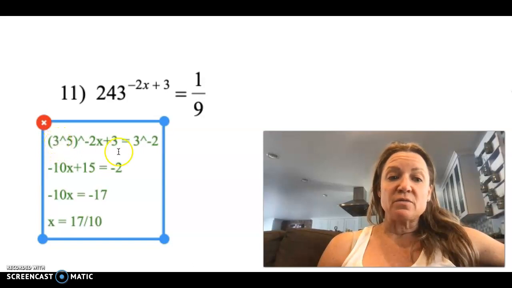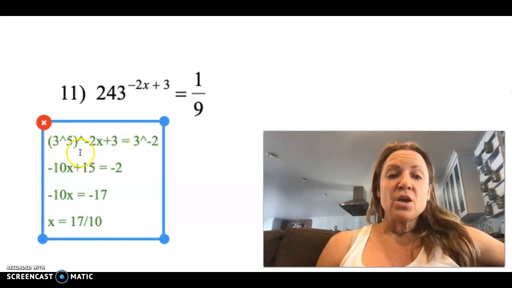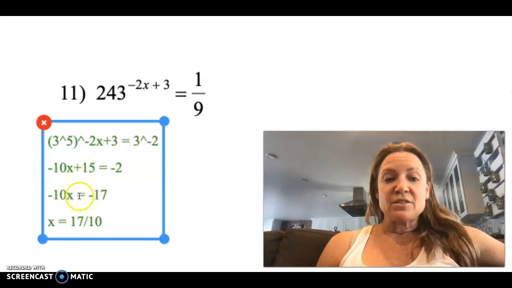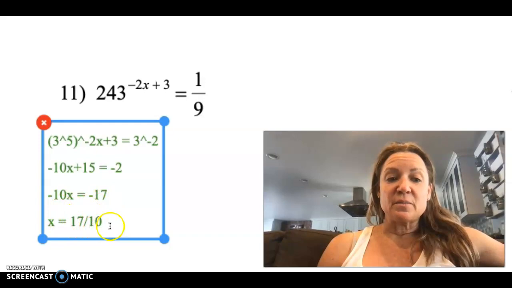So once you have a base of 3 and a base of 3, you can take 5 to the power of negative 2x plus 3. I'm just going to distribute it there and set that equal to the exponent of negative 2. So when you distribute the 5, you get 5 times negative 2x, which is negative 10x, and 5 times 3, which is 15. Then you're going to subtract 15 from both sides and then divide both sides by negative 10.